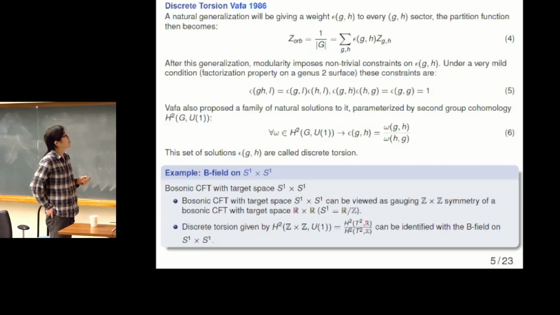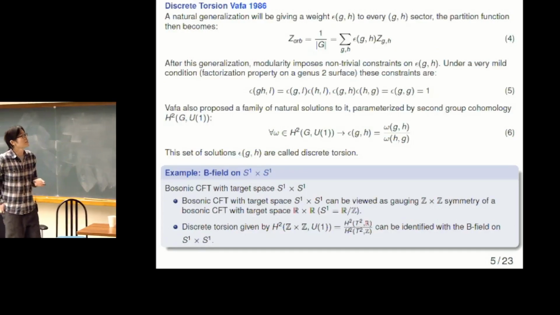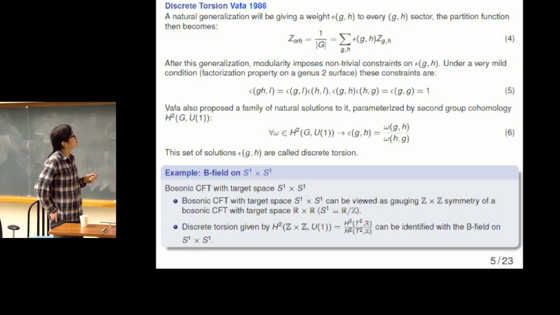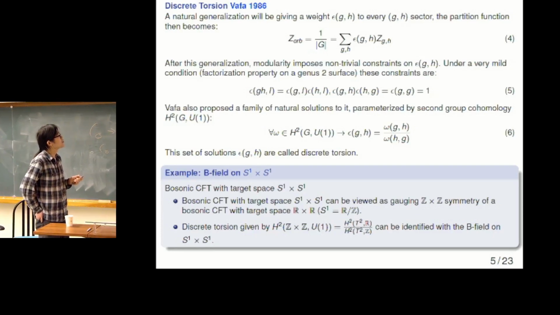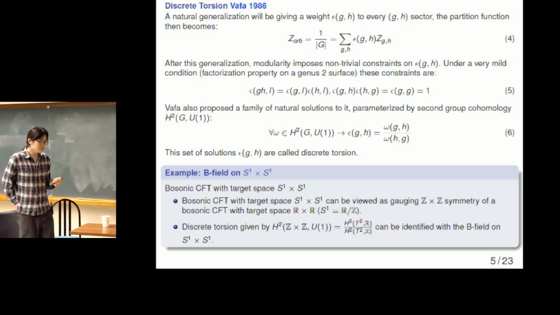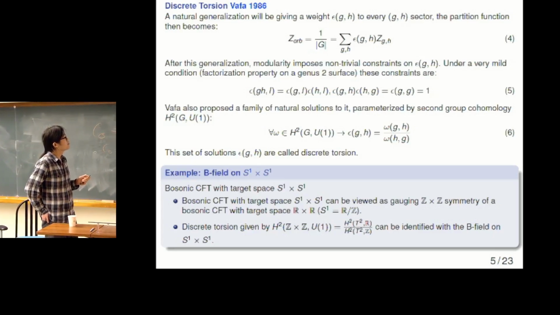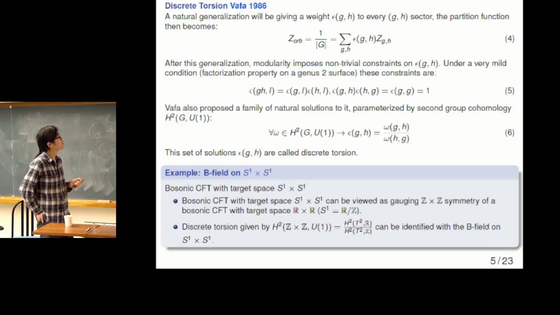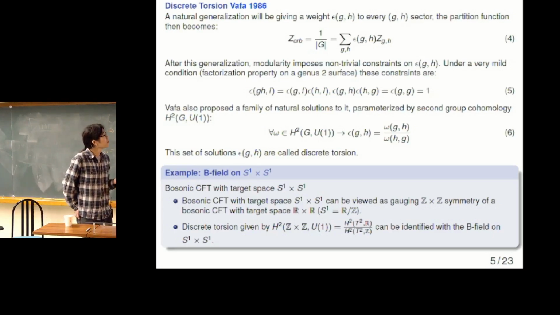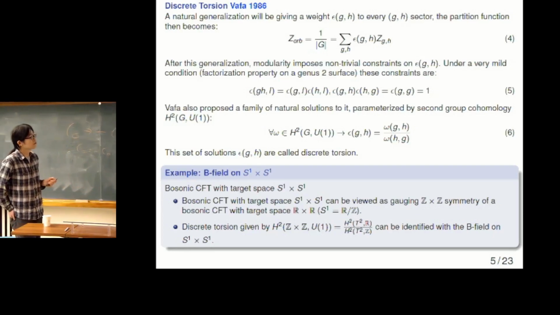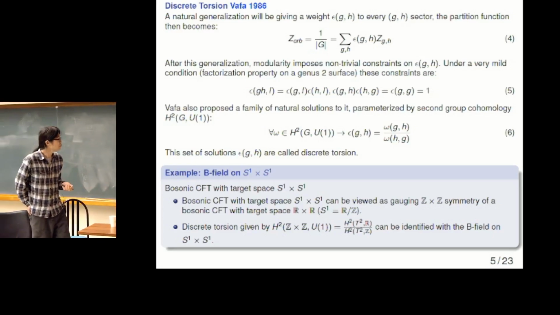From this construction, there is a natural generalization of constructing orbifold CFTs, first proposed by Vafa, which just introduces some non-trivial weights to each block. After this generalization, we know that modular invariance will impose non-trivial conditions on these weights. These are the two conditions imposed by modular invariance. Vafa also proposed a family of natural solutions to it, parameterized by the second group cohomology of this orbifold group. This set of solutions is called discrete torsion.